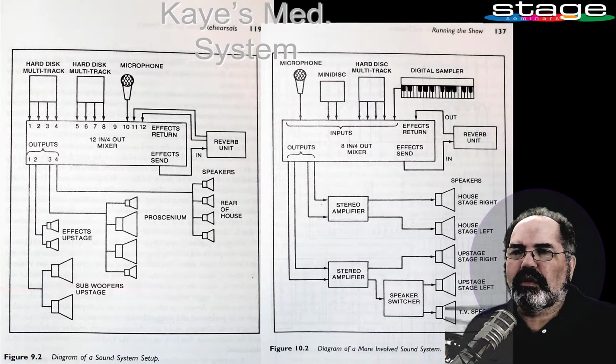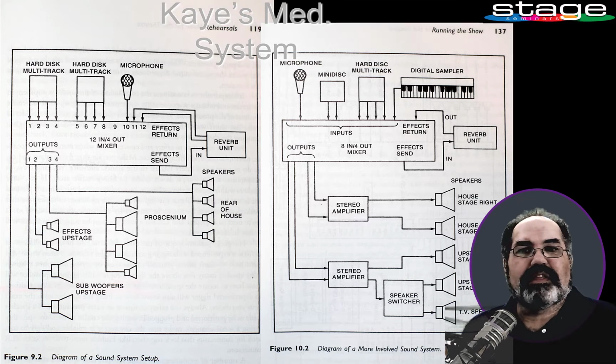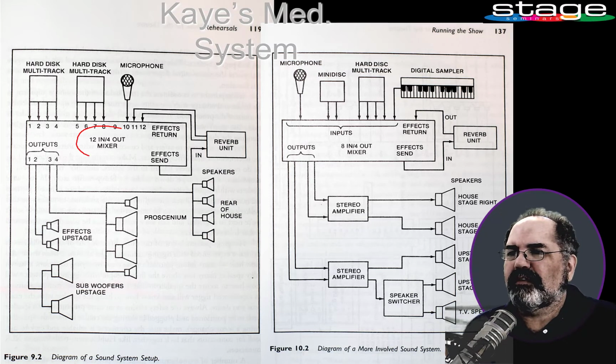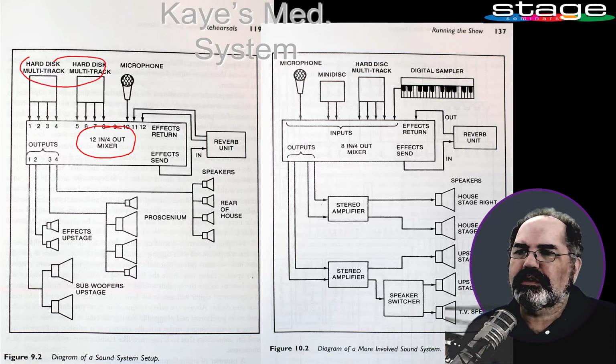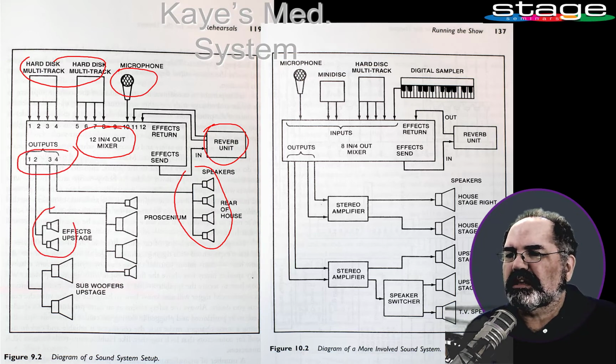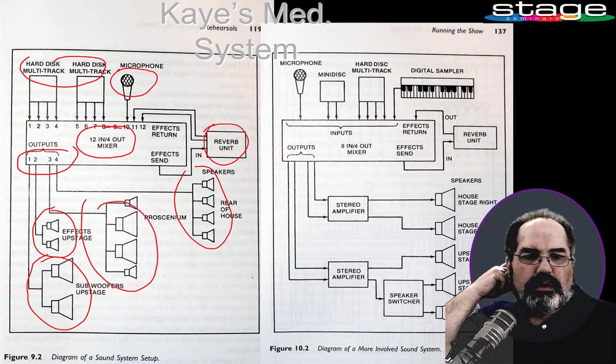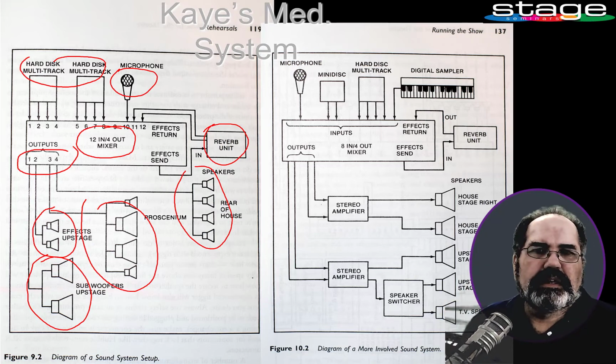If we look at their larger layout, it's a little bit more modern. Now we're looking at a theater layout where we have a mixer, hard disks, again computers, microphones, and a reverberation unit using the effects in and out. We've got a bunch of speakers from different outputs to different places on stage, and subwoofers, and then the proscenium speakers right there. So it's another set of layouts.